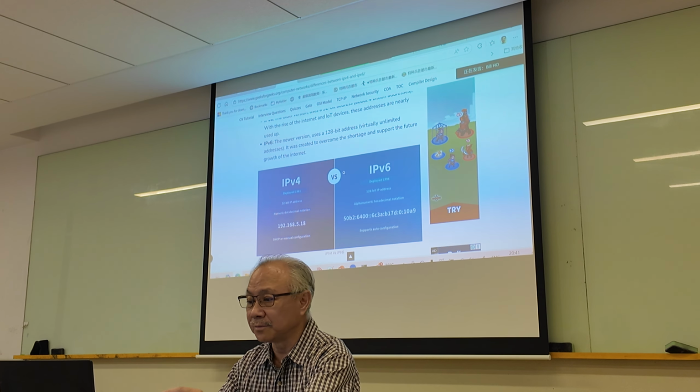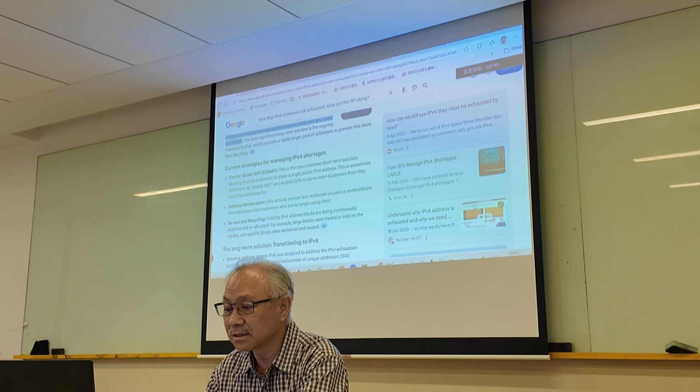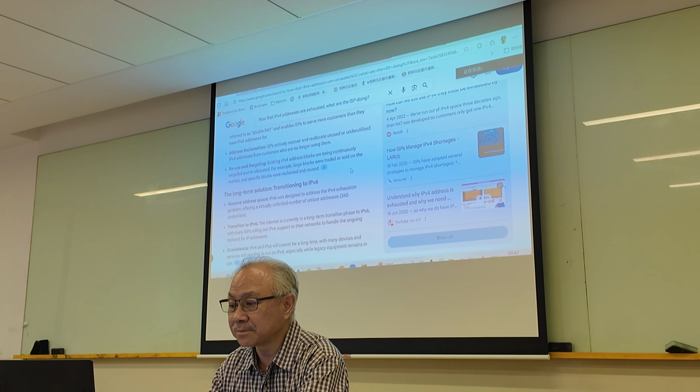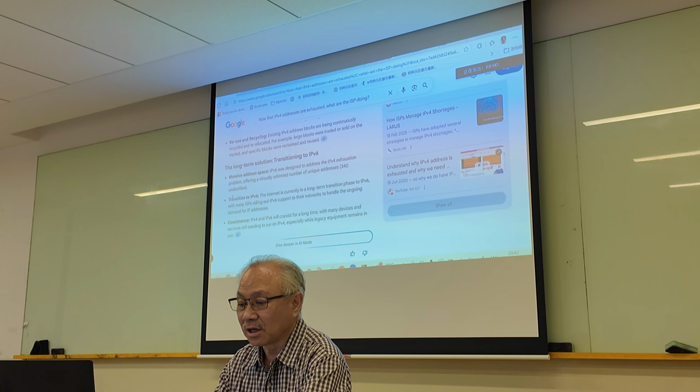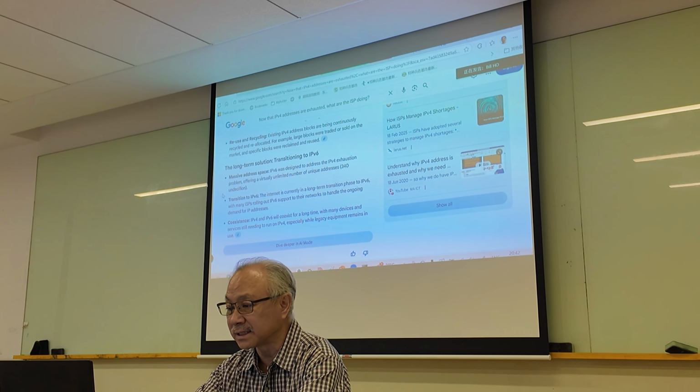So this is one of the ways of mitigation. In the long term, all the ISPs are going to transit to IPv6.